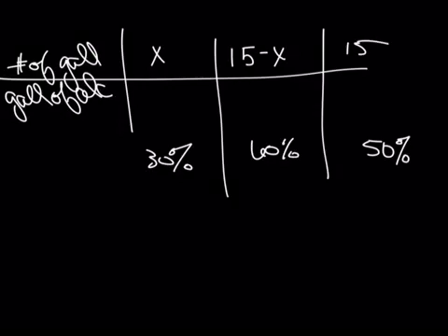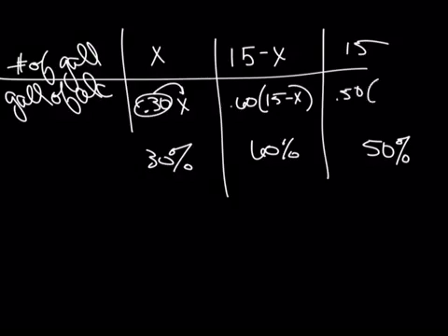The gallons of alcohol would have been 0.3x, the percentage, times how many gallons we had, and this was 0.6 times how many gallons we had, and again we are looking for a 50% solution. Now I don't know if you find using that table more difficult or easier. I find it personally more difficult, but some people might find it easier. So there it is in case you're interested.